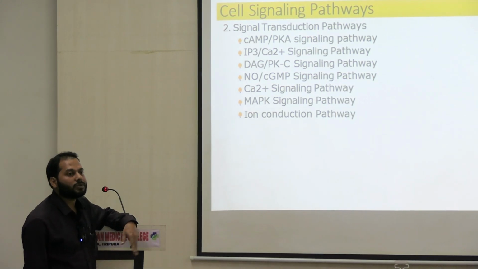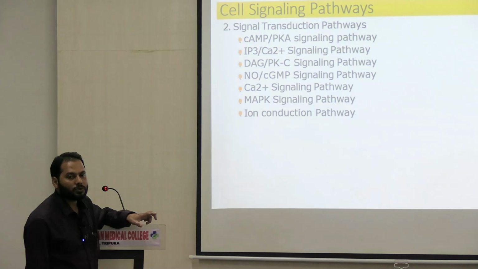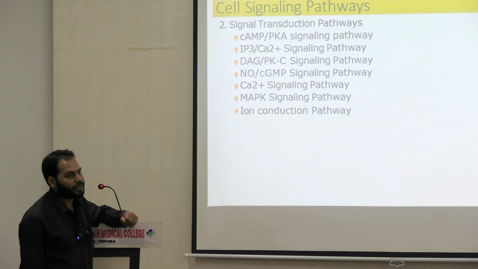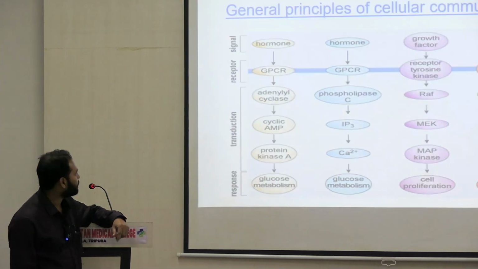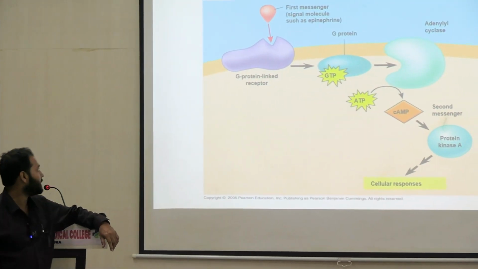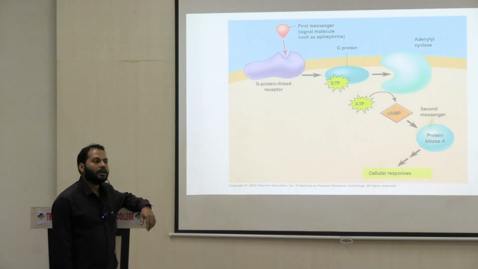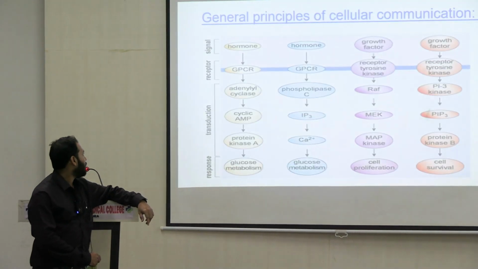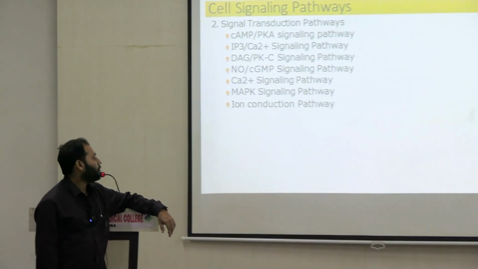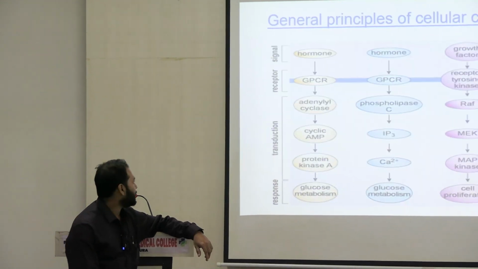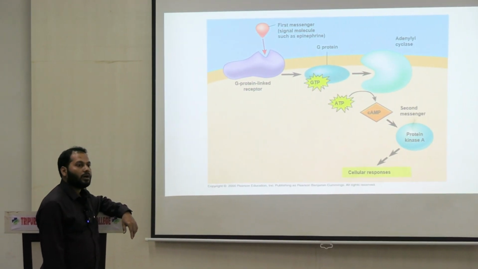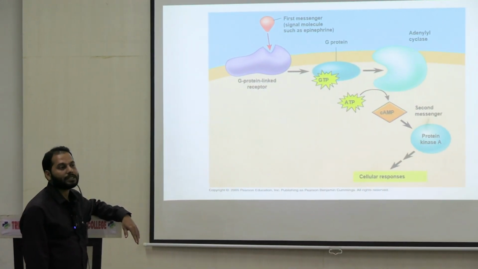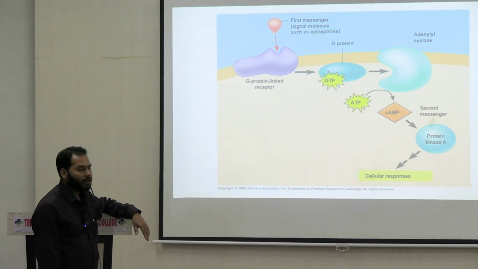So for all these different types of signaling pathways, the mechanisms are also different. The signaling molecule involved is also different. The receptor involved is also different. Now let me take one example. See here, this is a signaling cascade called the G protein linked signaling pathway or cyclic AMP PKA signaling pathway. See how this signaling cascade amplifies the cellular response once a molecule binds to the specific receptor.